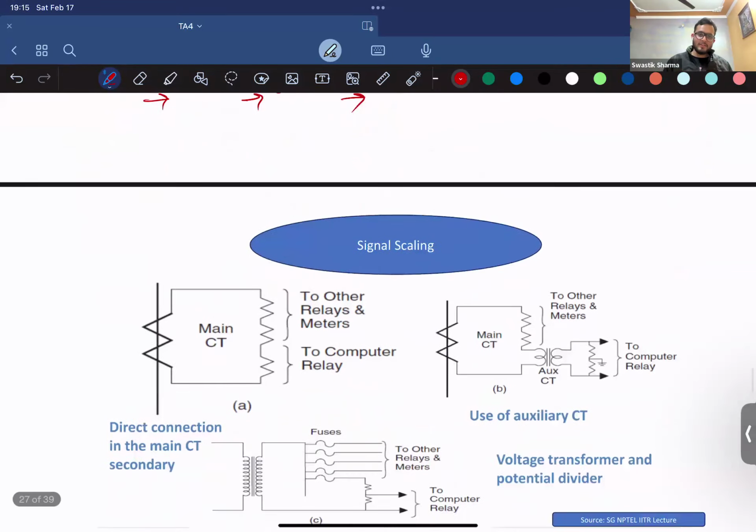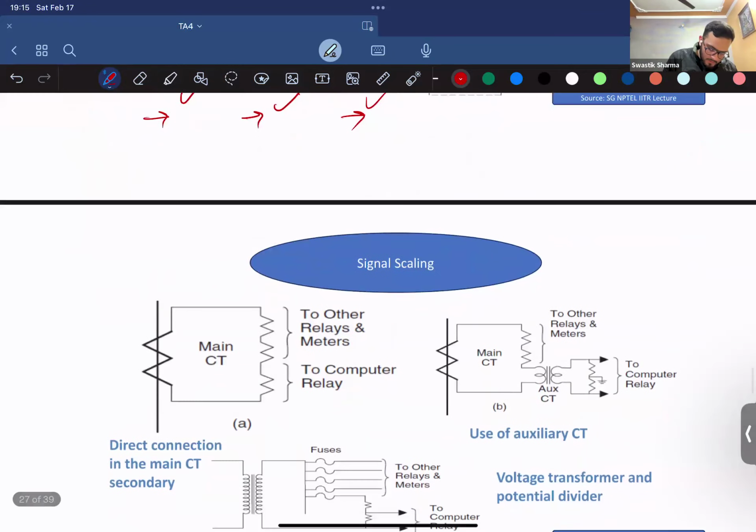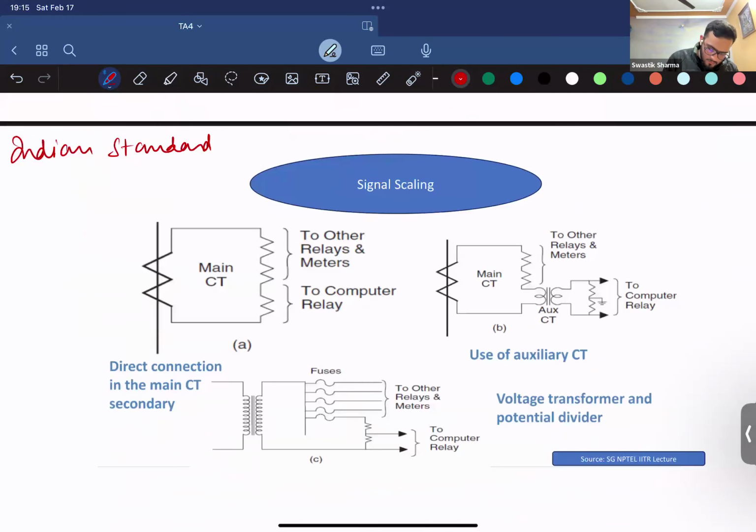And you can't just connect it to your CT, right? So you have a particular standard. Indian standards say that for a relay, the current must be either 1 ampere or 5 ampere, and the voltage is 110 volts phase to phase. So this is the standard. Relays operate only in these particular currents and voltages.